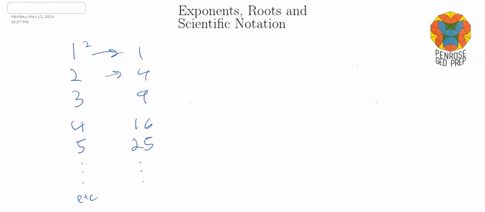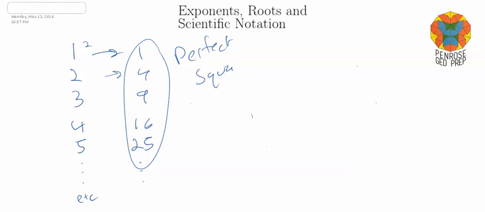We have just found the first 5 numbers whose square root is a whole number. These are called perfect squares. Pause the video now and take some time to write these perfect squares in the box on your worksheet.